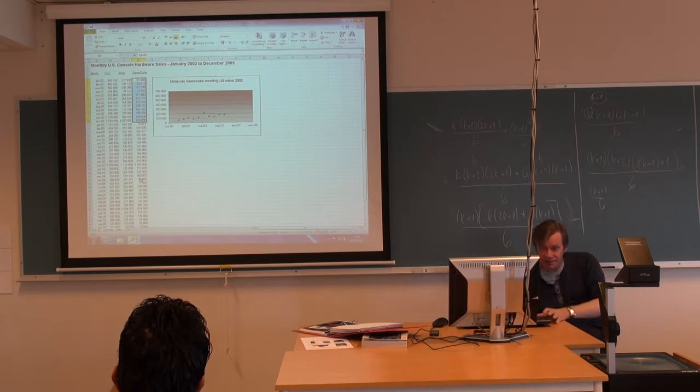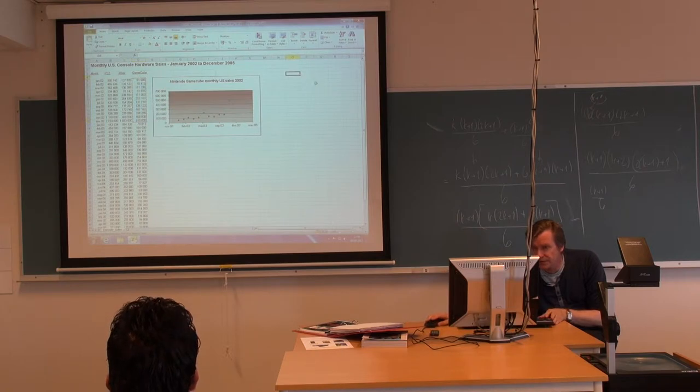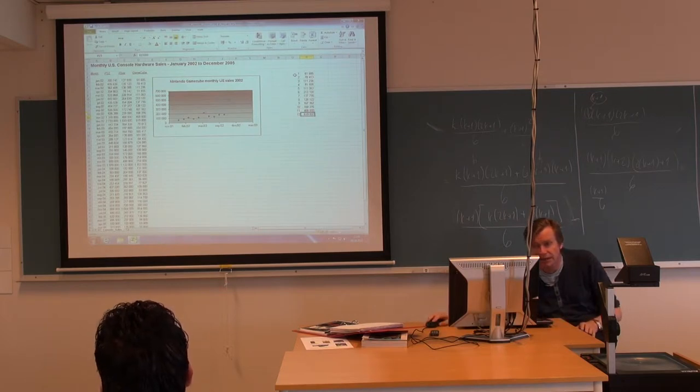You can just take these values here. You could copy them and put them, let's say, up here. And you can put in just some numbers here: 1, 2, 3, 4, 5, 6, 7, 8, 9, 10, 11, there are 12 months, and then we can make this graph out of these numbers.